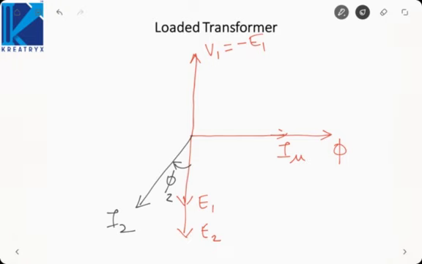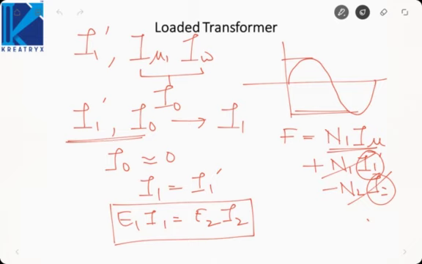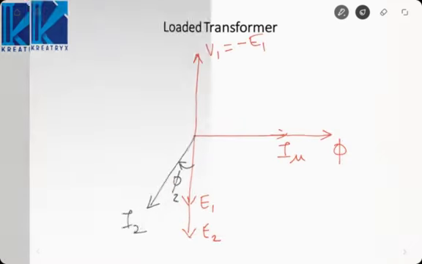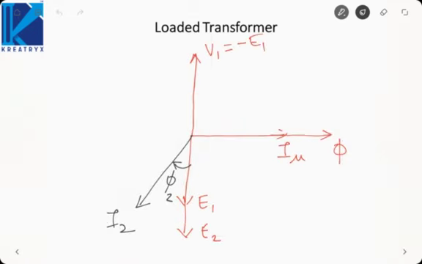Now, primary will draw an additional current. How much additional current? If you see here, I1 dash is equal to N2 by N1 into I2, which is equal to K times I2. K is the transformation ratio. So primary will draw current K I2, which will oppose the secondary MMF or secondary flux. So to show the opposition in the phasor diagram, what we do is we draw the opposite phasors of both the currents. So it will be like this, K I2.